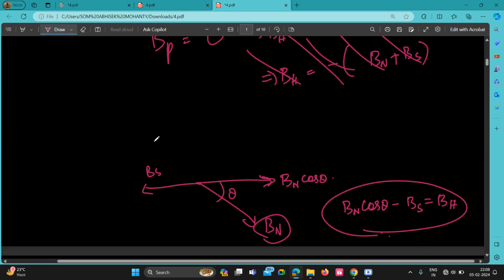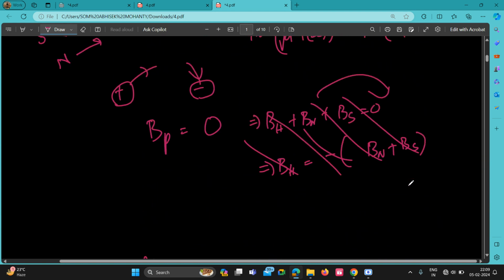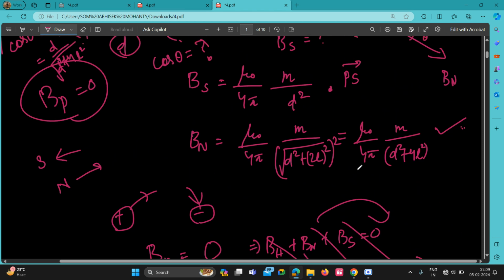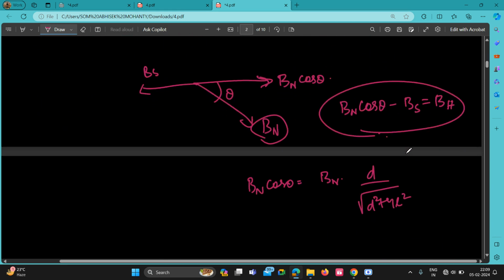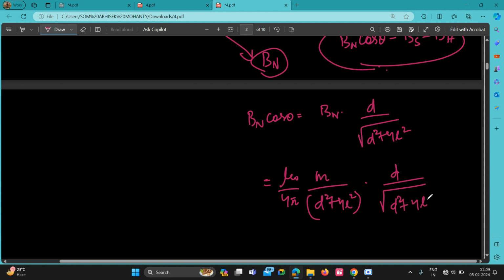So cos theta is how much? So Bn cos theta is Bn into d by root over of d square plus 4l square. Bn is again this one, so I will just put this in place of Bn. That will be mu naught by 4 pi m divided by d square plus 4l square into d by root over of d square plus 4l square.